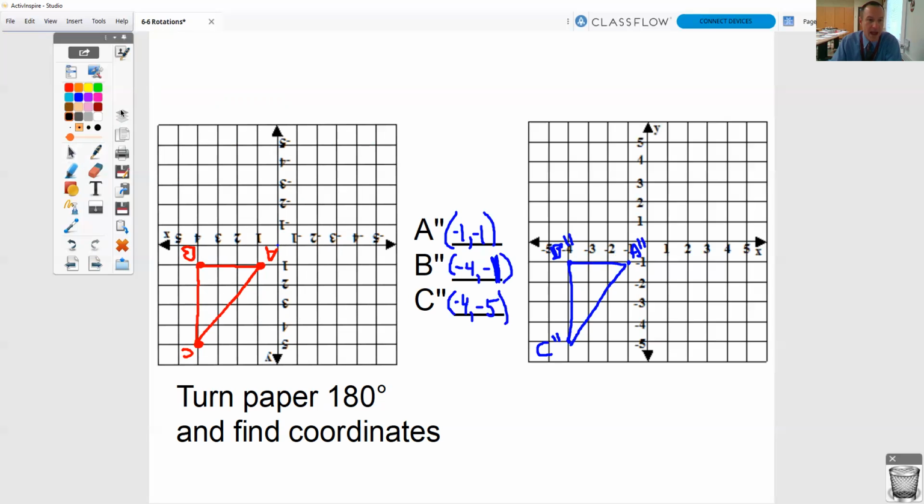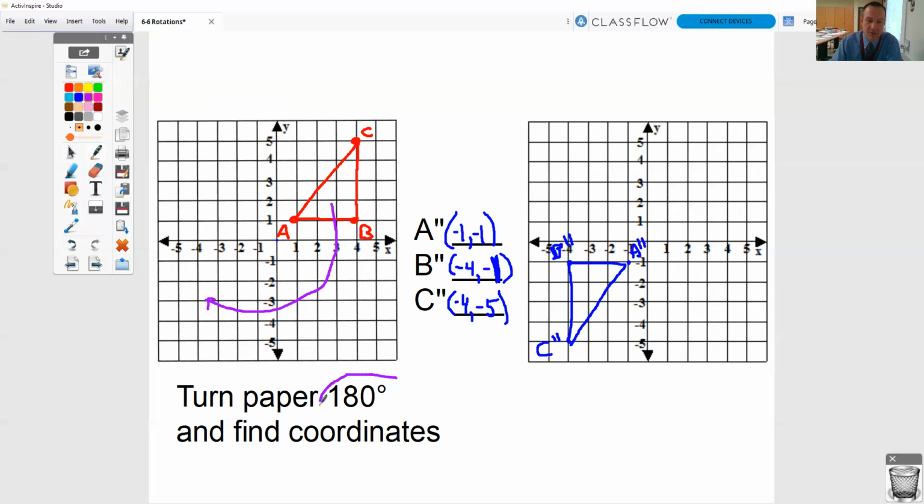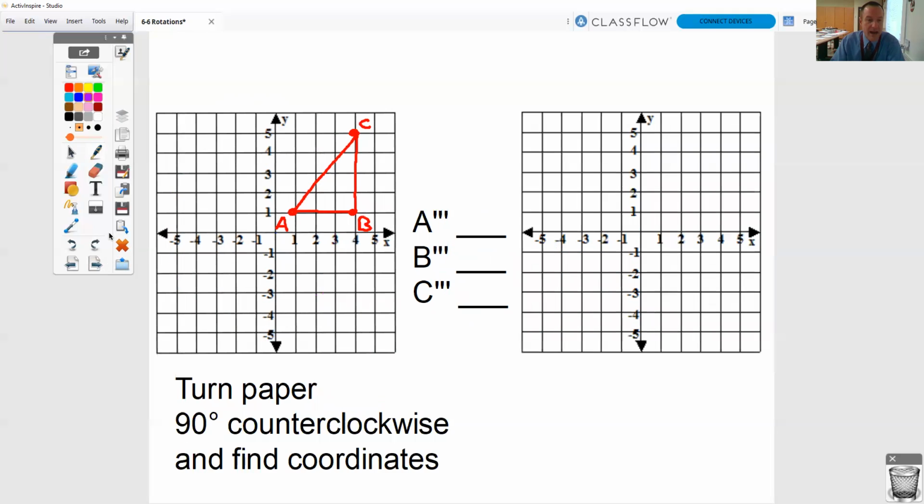If we move our paper back to the original, notice that we moved 2 quadrants. Notice that we went from here to here to here. Anytime you move 2 quadrants, it's a 180-degree rotation. It doesn't matter if you go clockwise or counterclockwise. Even if we went counterclockwise, 1 quadrant, 2 quadrants. We're going from like 2 o'clock on the clock to like 8 o'clock. So we're moving 2 quadrants. That's a 180-degree rotation.